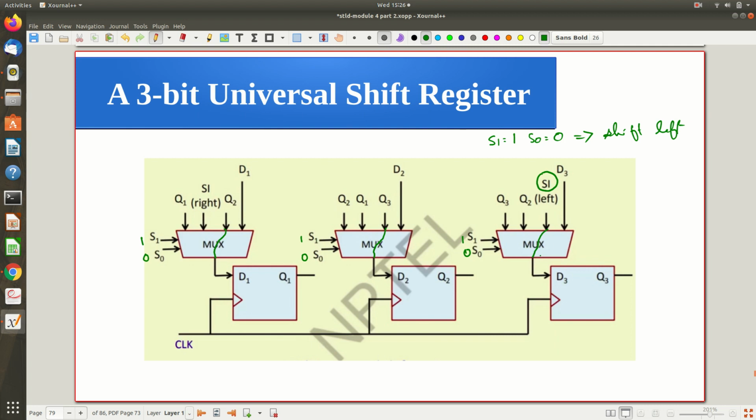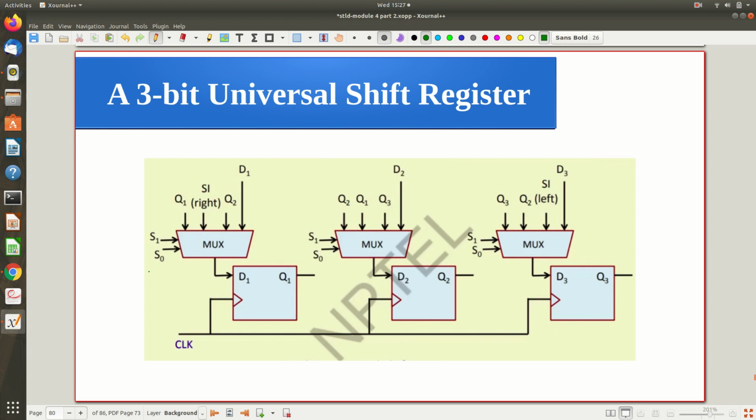And after that, this rightmost flip-flop's output, this Q3, should be connected as input to this one. So that is happening, right? Hope you remember this feedback kind of connection. Similarly, this Q2 should be connected as input to its previous flip-flop. So that is coming like this. So nicely it's working as expected, the left shift operation.